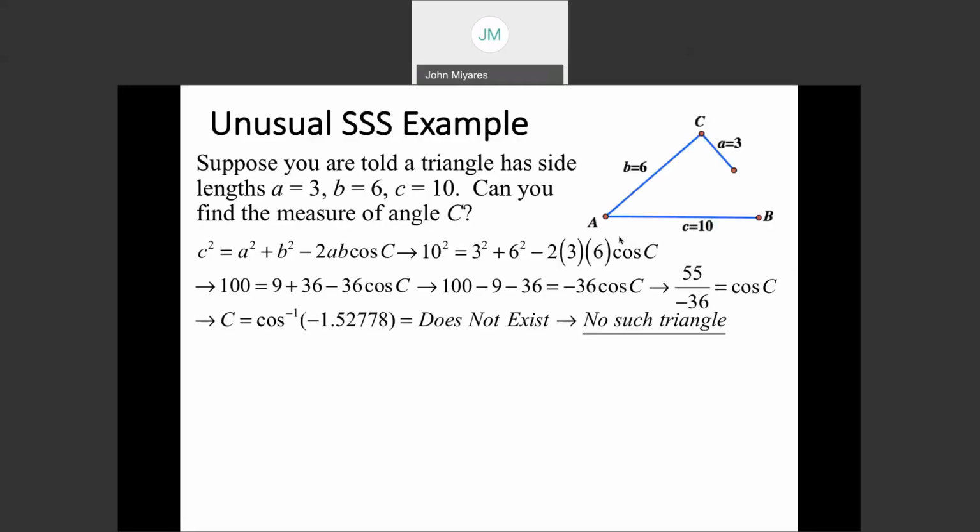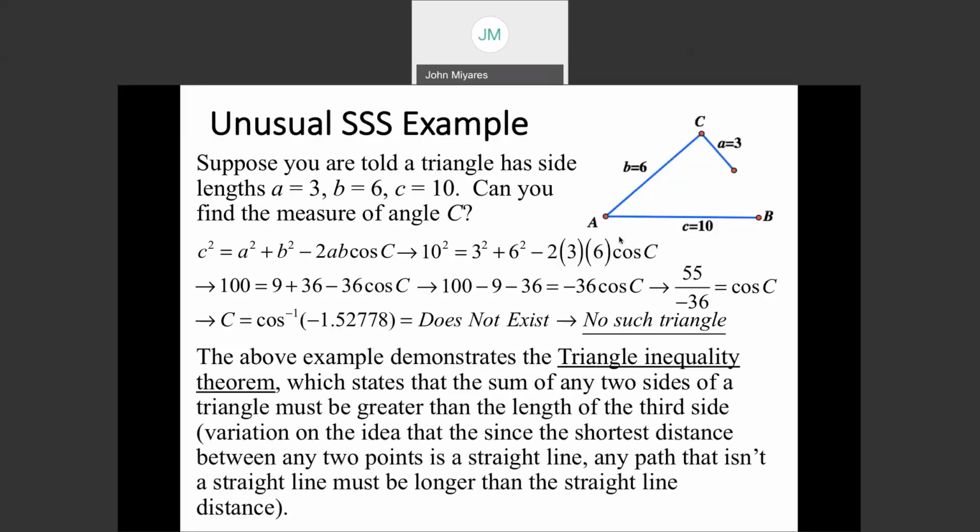Here's a picture of what that triangle is supposed to look like. We've got the three sides, 3, 6, and 10, but that short side is too short to connect to the third side. Now you might be thinking to yourself, wait a minute, couldn't you just move this down and get it to work? And other than the fact that this drawing is to scale, the answer is going to be no.